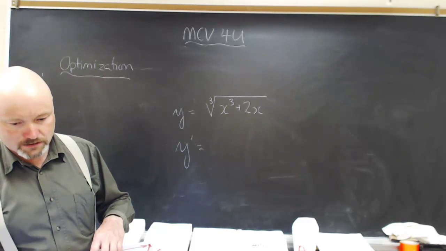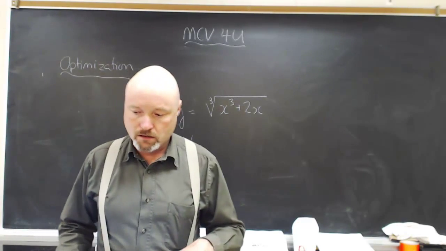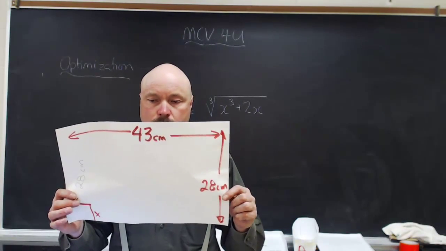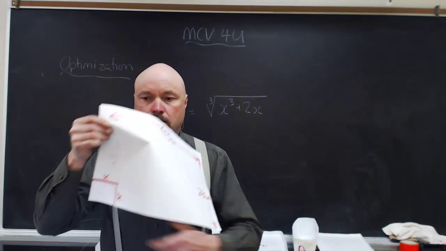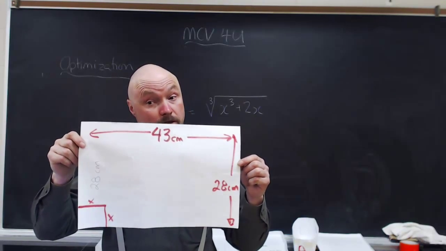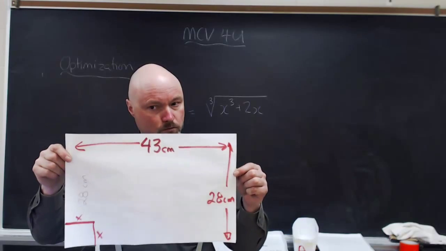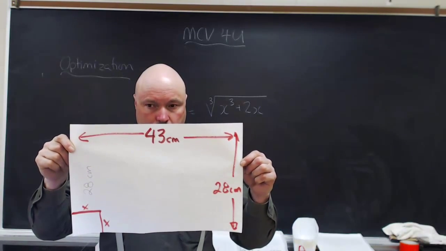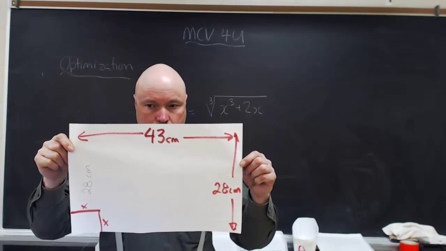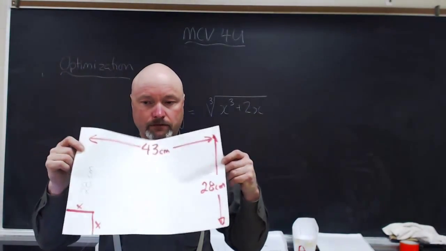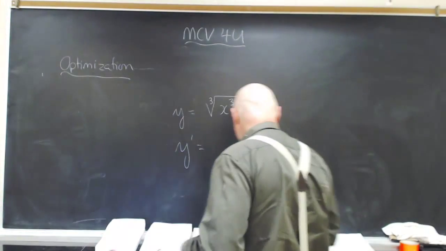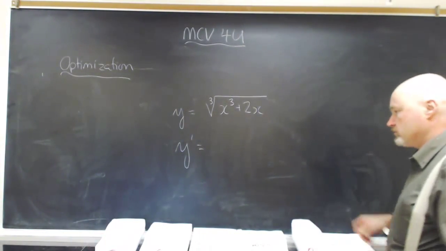Sure, I can't just ask another question. Okay, so here we are. It's 43 by 28. We're cutting X out of it. I want you to come up with a formula for the volume of the open top box that we make when we cut that X out and then fold it up. So come up with an expression for volume in terms of X.